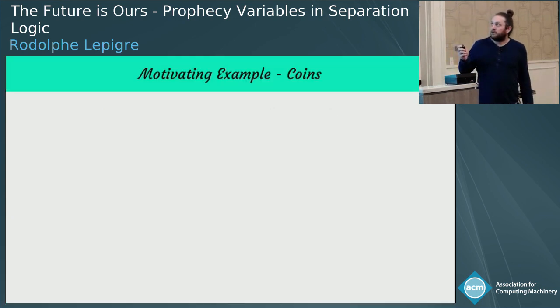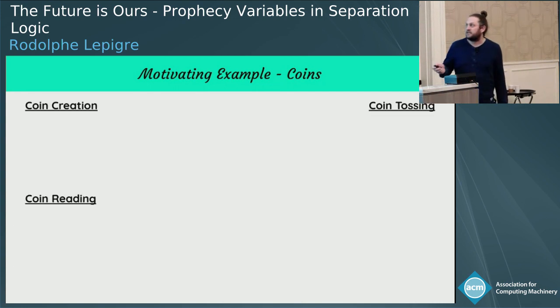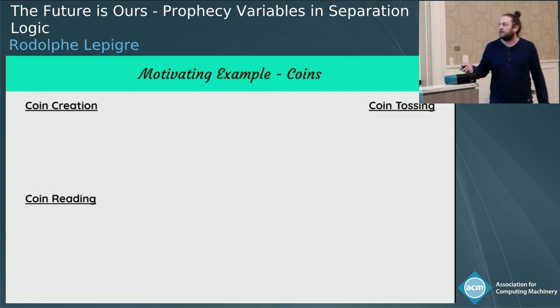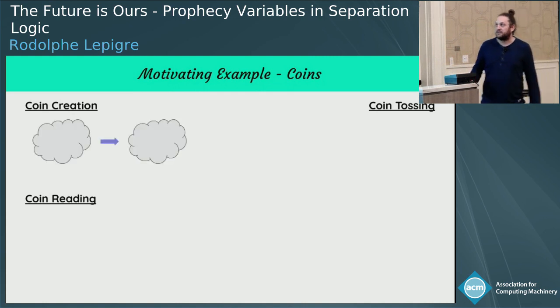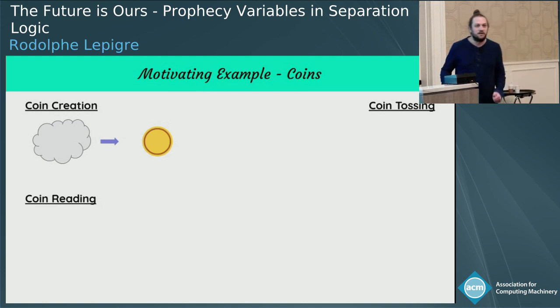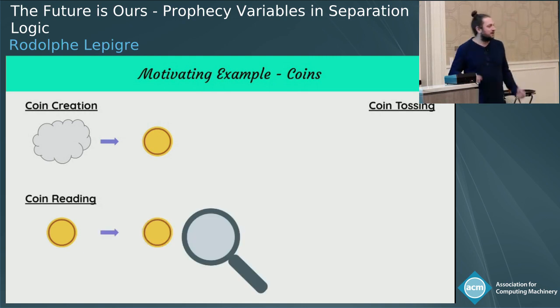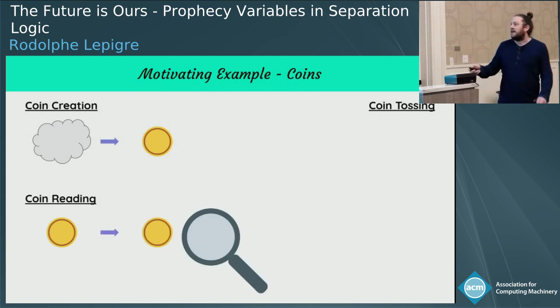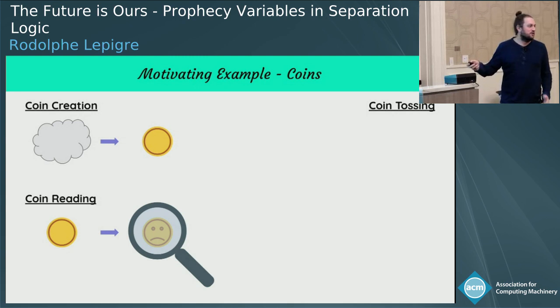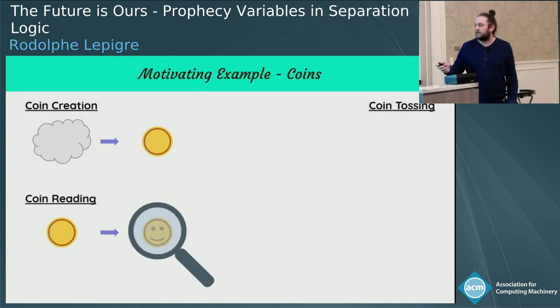The example I'm going to show is a simple coin interface with three operations. You have coin creation, reading, and tossing. So what happens when you create a coin? Well, first there is a puff of smoke, and then when the smoke dissipates, a fresh new coin appears. And then when you have a coin, you might want to read its value. To do that, you need to use a magnifying glass because, well, coins are really hard to read. But using it, you can actually reveal the mood of the coin. So either it's in a bad mood or it's in a good mood.